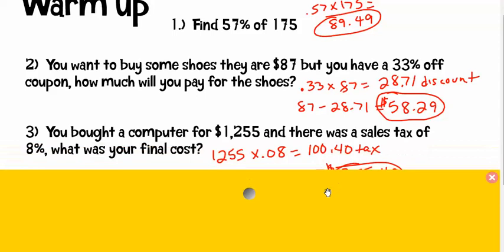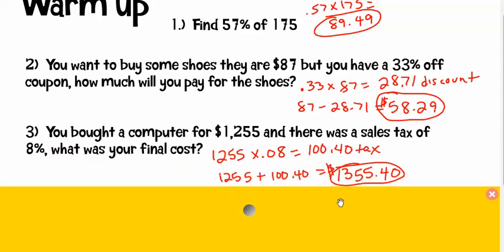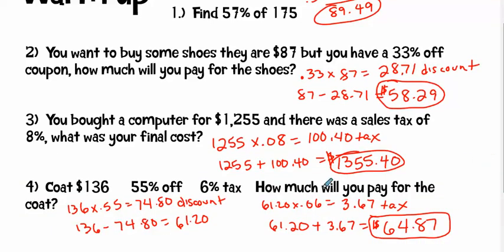The second one, with tax, that's your tax amount, should have been $1,355.40. And then the final one, lots of work there, so look at my work if you need to. This was your sale price with your discount. This was your tax amount. So your sales price plus your tax, $64.87. Okay? All right, so that is finding the percent of the number.